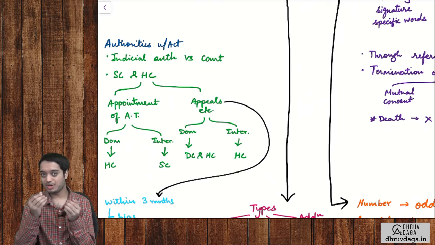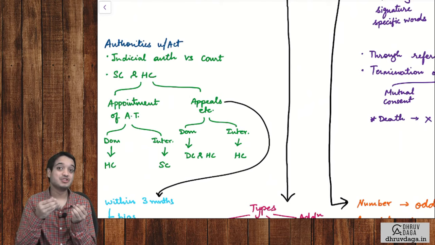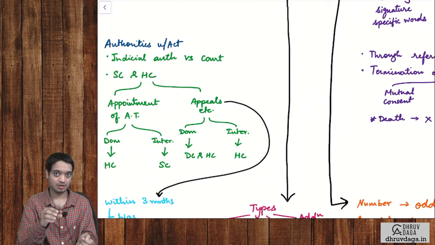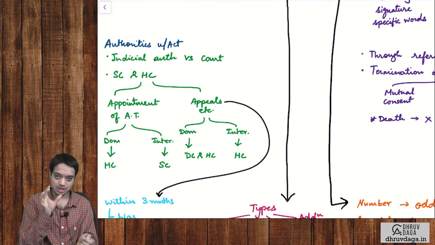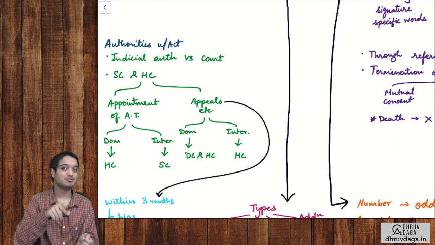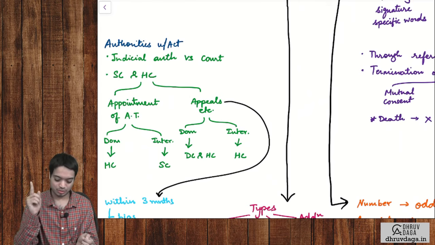The judicial authority also includes other special tribunals such as consumer redressal forums. All of these are also covered within the judicial authority. As per a Supreme Court case, it was said that the term judicial authority is wider in its meaning than court, and every court is a judicial authority, but every judicial authority is not a court.